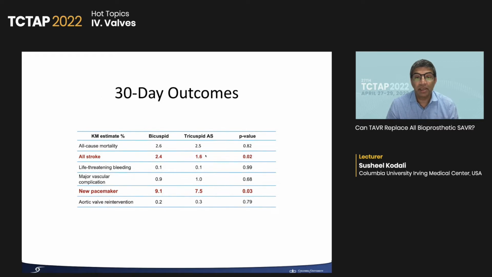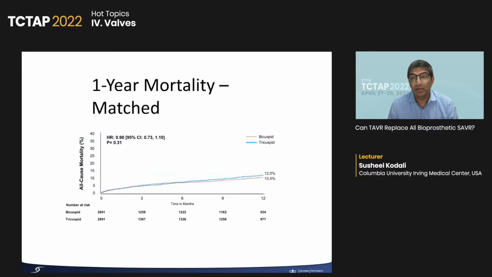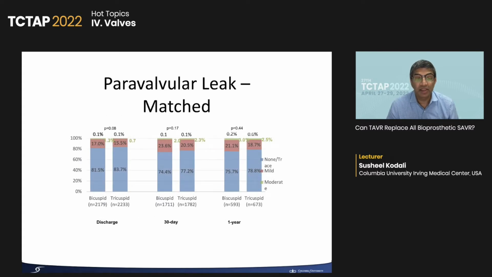And when you looked at all-cause mortality, no difference at 30 days. Stroke rates were higher, pacemaker rates were higher, but not dramatically different between bicuspid and tricuspid. And when you looked at the one-year outcomes, really no difference between the two cohorts. PVL, which is one of the things that we were concerned about, again, the rates of moderate were relatively low, low single digits. And the majority of patients, again, these are site reported, had none or trace.